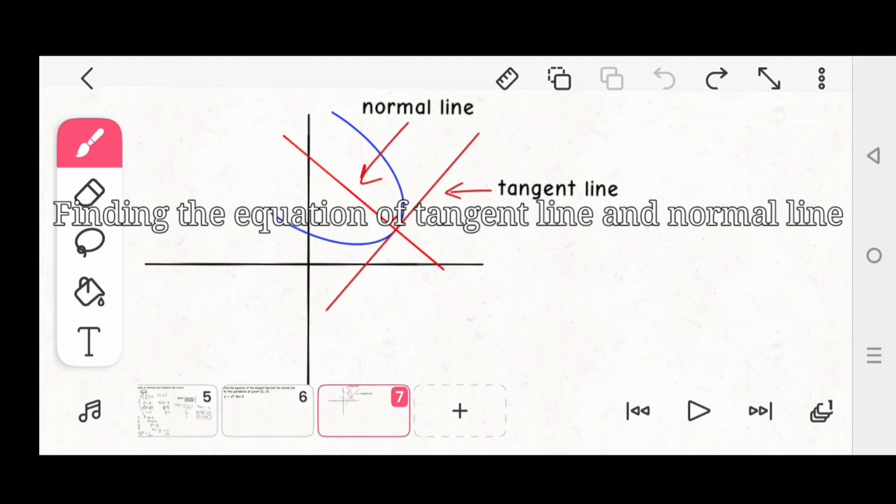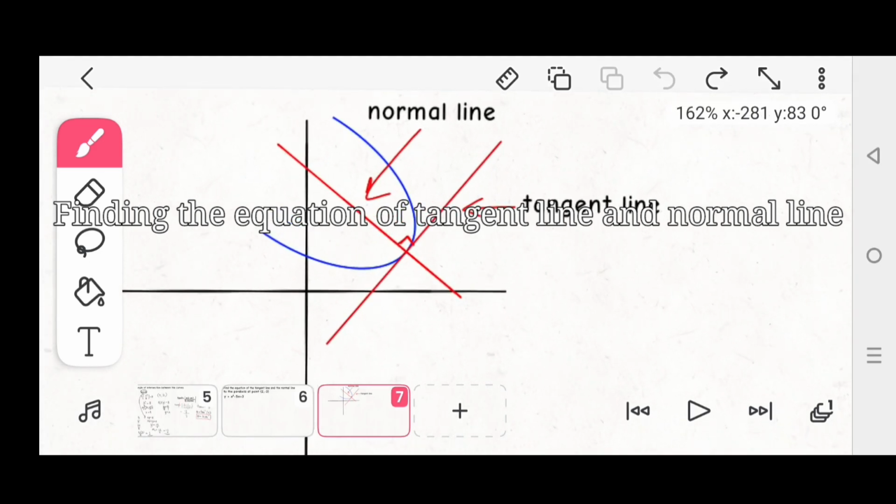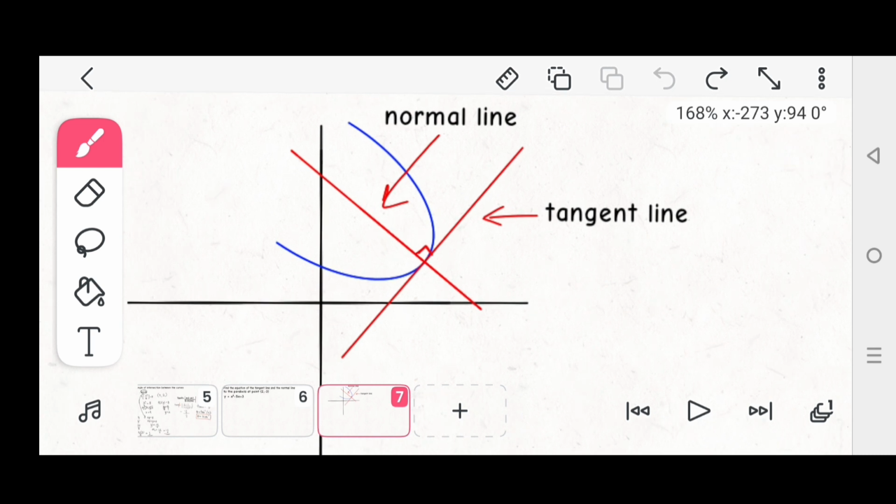Hello everyone. I'm going to discuss how to find the equation of tangent line and normal line.